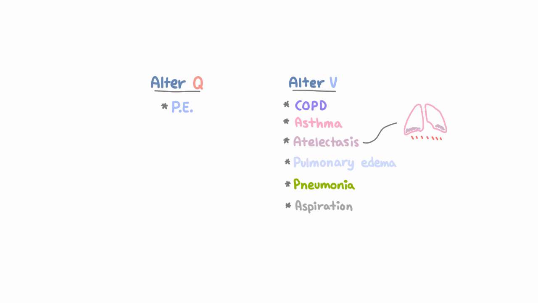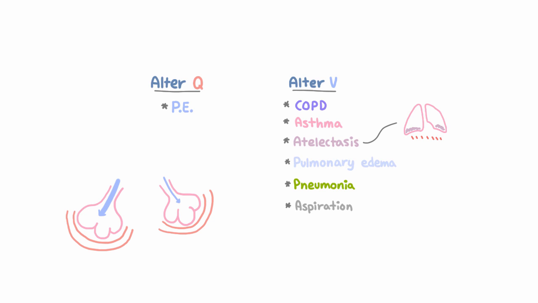And note that the body is well aware of VQ mismatch and tries to prevent it. And the way it tries to prevent it is by vasoconstricting blood vessels in areas of the lung that are poorly ventilated. That way it decreases Q, where V is low. An interesting result of this is that vasodilators, like calcium channel blockers, can actually worsen hypoxemia by interfering with this mechanism.